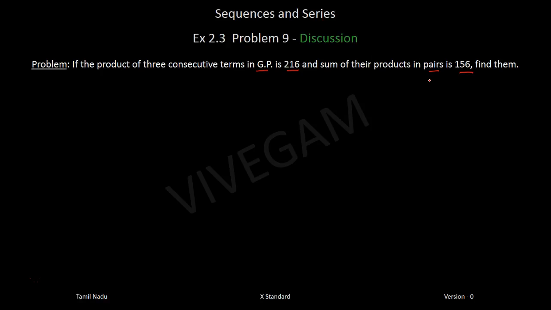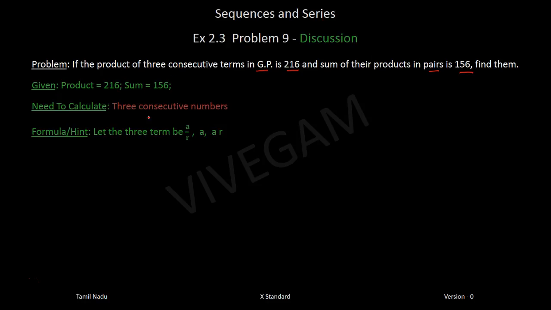Okay, so let's write product equal to 216, sum equal to 156. Actually, sum of their products in pairs. I've made it very short here. And what are we asked? We are asked to find the three consecutive numbers. There's no formula, but the only hint is we will take the three numbers to be a by r, a and ar as usual, because when you multiply you will get the r cancelled and you'll be able to get the value of a. Okay, so let's work this one.